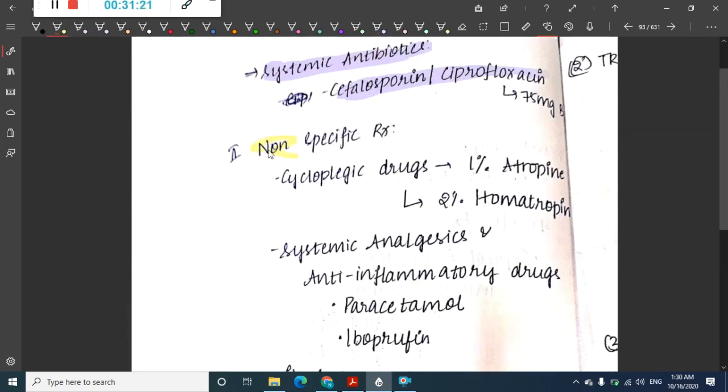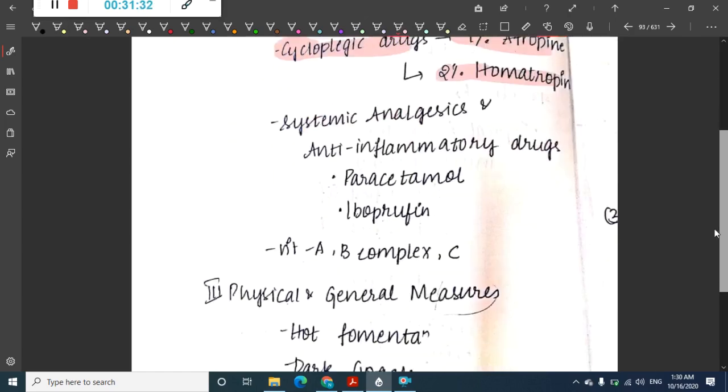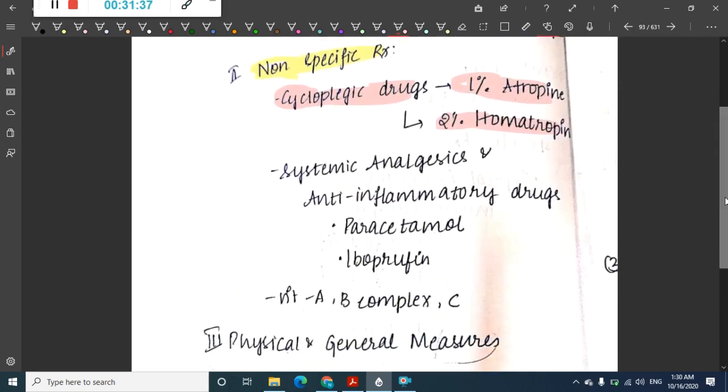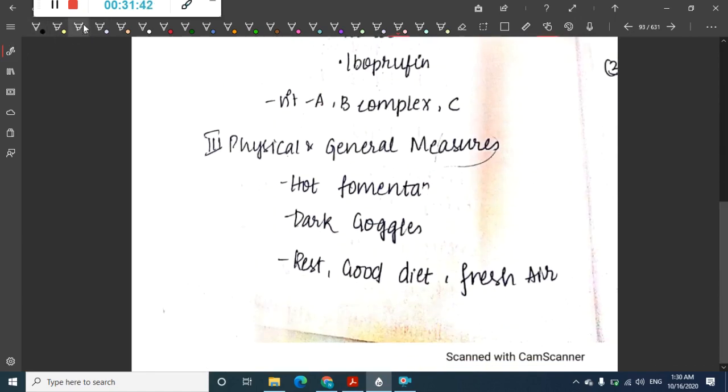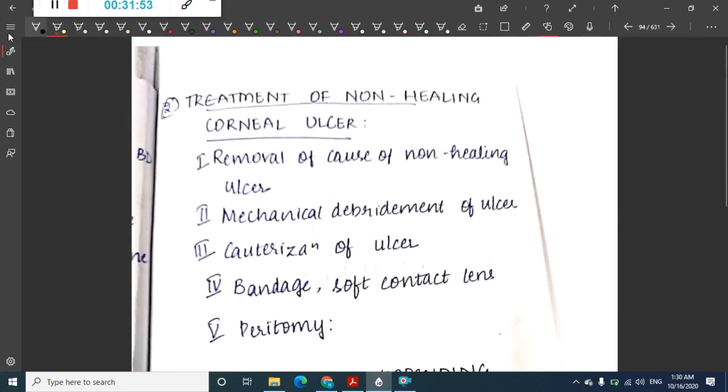Then the next treatment is non-specific treatment. In non-specific treatment, we can give cycloplegic drugs like 1% atropine and 2% homatropine. We can also give NSAIDs, and vitamin B and C complex, but mainly cycloplegic drugs are given. Then we can also advise physical and general measures like hot fomentation, use of dark goggles, rest, food, diet, and fresh air. Those can also be advised.